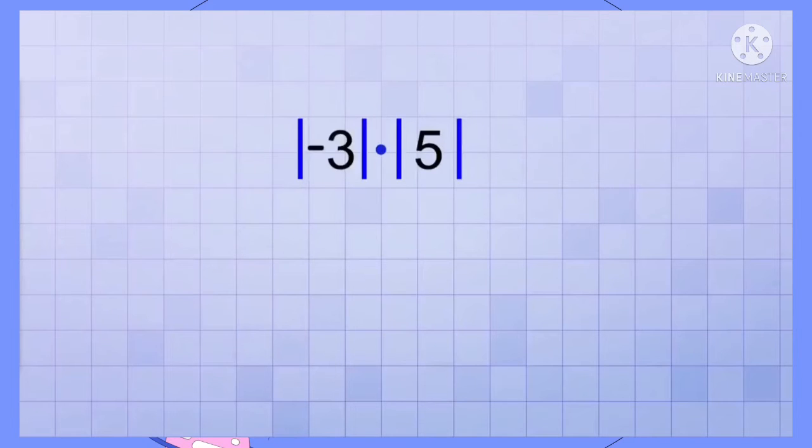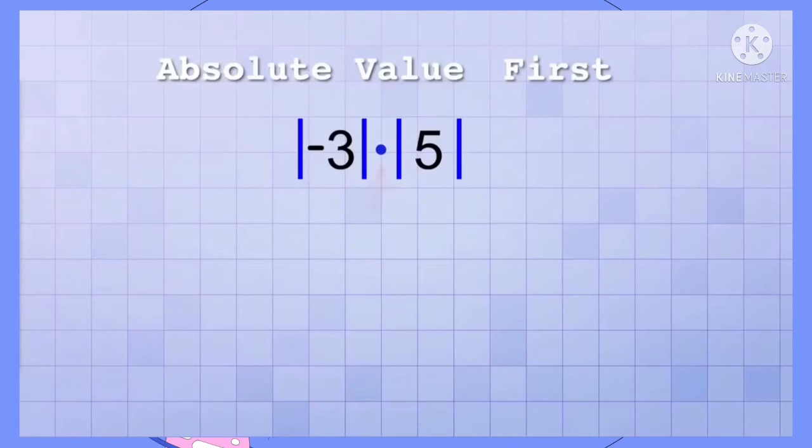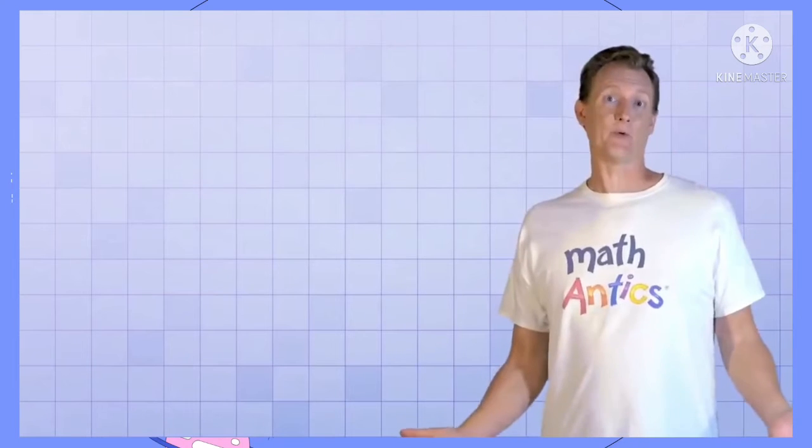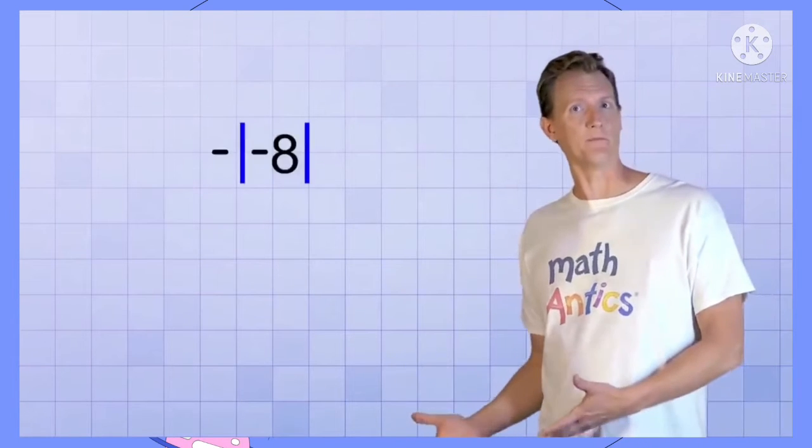So in this problem, before we can multiply the integers, we need to take the absolute value of the numbers first. The absolute value of negative 3 is 3, and the absolute value of 5 is 5. So the problem simplifies to 3 times 5, which is 15. That example was pretty easy, but what about this one?